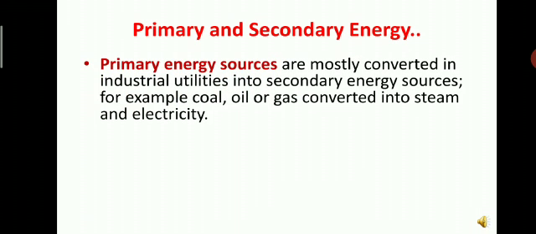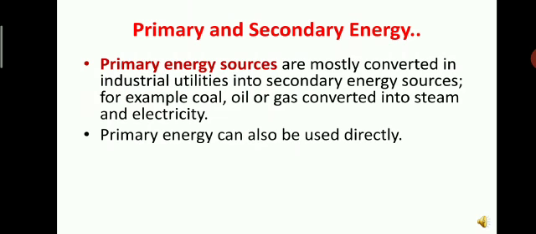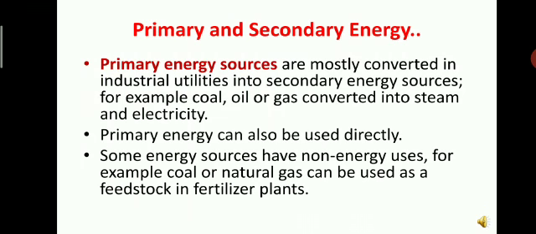Similarly, oil or gas can be used for heating the water, and from that we will get the steam, and from the steam we get the electricity by using electric generator. Primary energy can also be used directly. Some energy sources have non-energy use. For example, coal or natural gas can be used as a feedstock in fertilizer plant. So this is a non-energy use of coal and natural gas that are used as a feedstock in fertilizer plants.